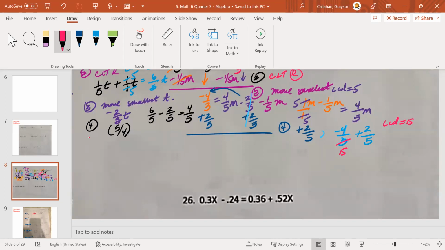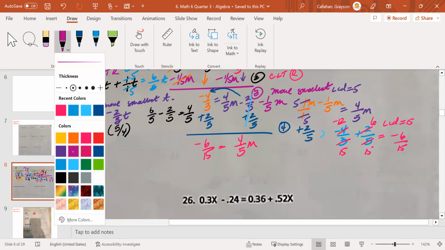You need to find the lowest common denominator for that, which is going to be 15. 3 times 5 is 15. 4 times 3 is negative 12. 5 times 3 is 15. 2 times 3 is 6. Negative 6 over 15. So you know this part here is a negative 6 over 15. Equals 4 over 5m.